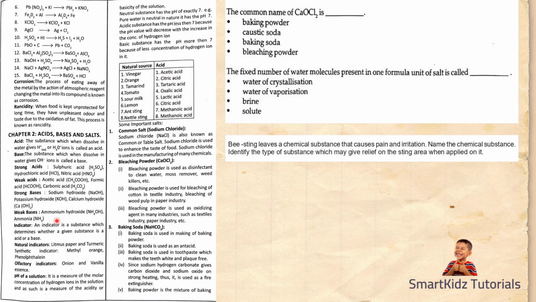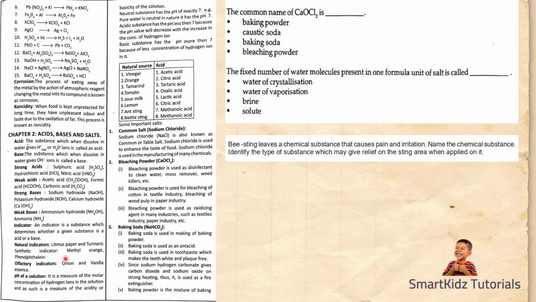Okay. Now to check whether a substance is an acid or a base, we have something called indicators. They indicate whether a particular substance is an acid or a base. We have natural indicators as well as man-made indicators, and we need to know a few of them. Natural indicators are like litmus paper and turmeric. Synthetic indicators, meaning man-made, are methyl orange and phenolphthalein. There are olfactory indicators as well, like onion and vanilla essence.